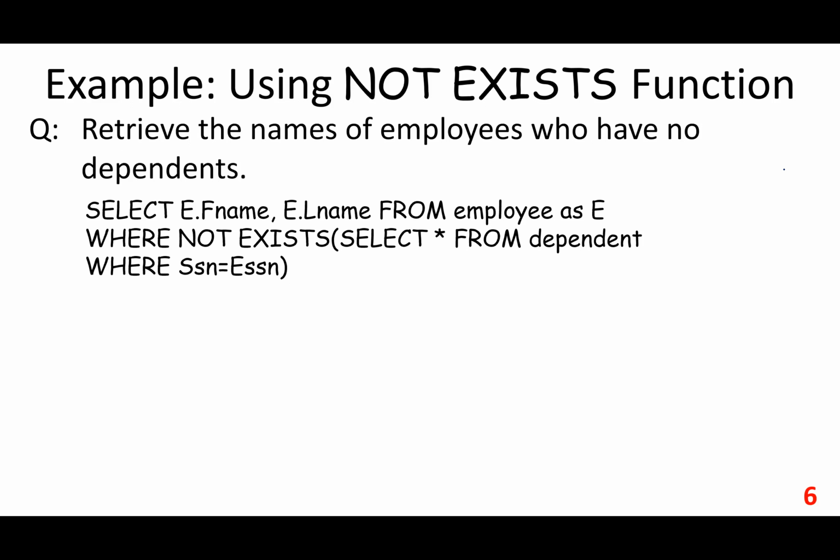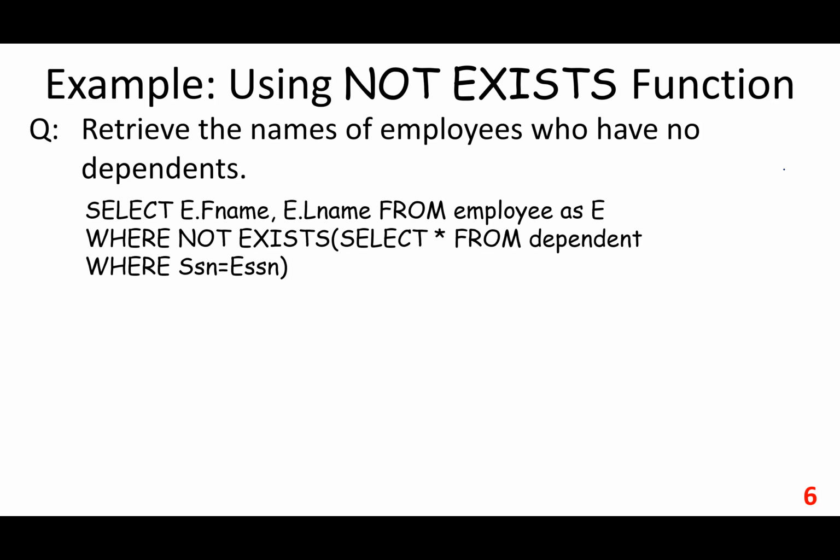Inner query: select star from dependent where SSN equals ESSN. We look at this query result. Although you can count, here we only want to separate the two cases, empty and non-empty, right? And if it's empty, then we select that employee. So we use this not exists function. Pretty straightforward. So another way.